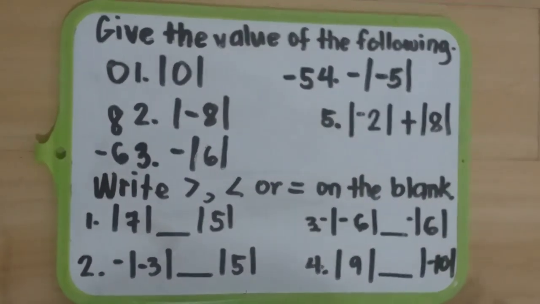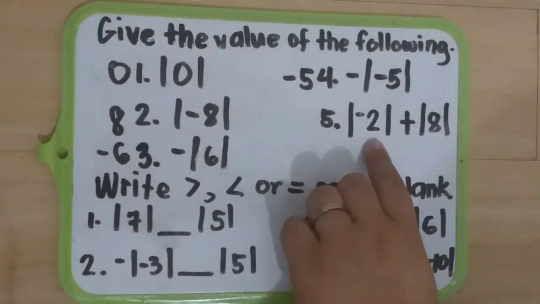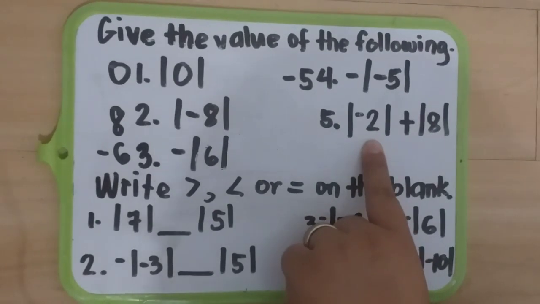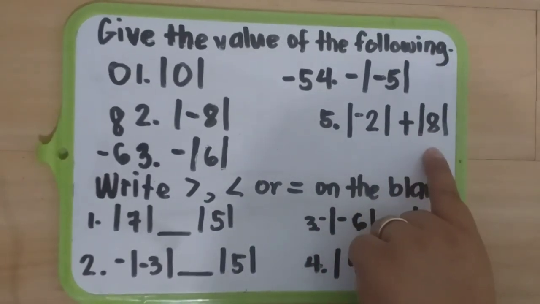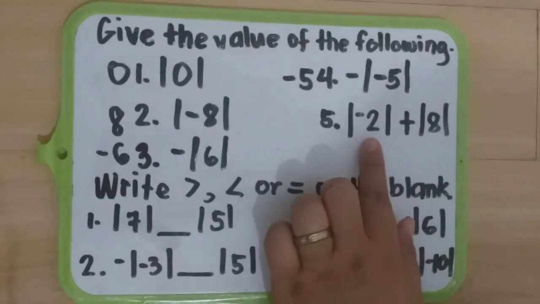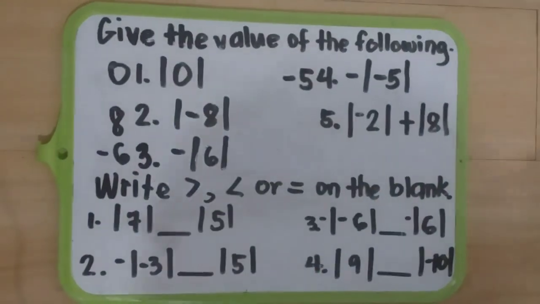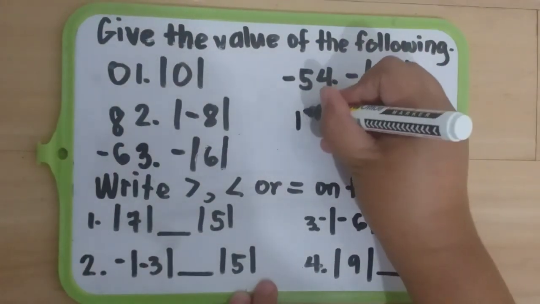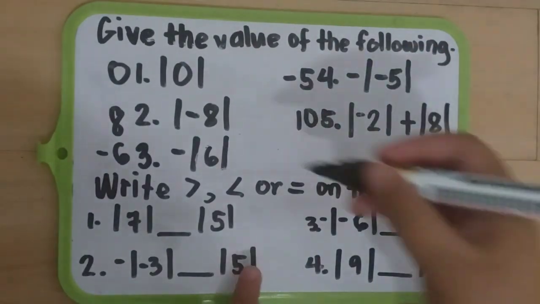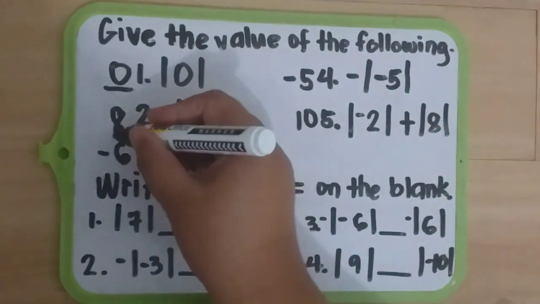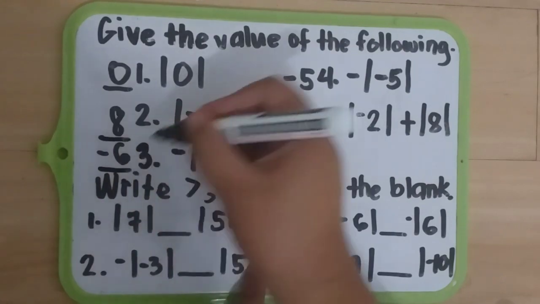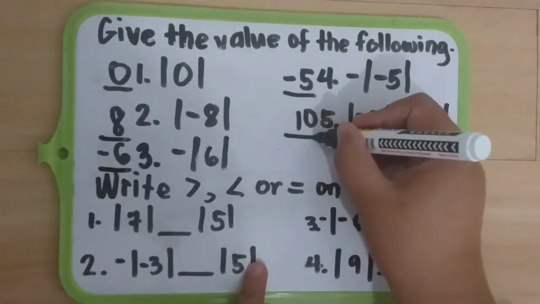And then, we have here negative 2. Ang absolute value nito ay 2. Plus, ang absolute value ng 8 is 8. So, you have 2 plus 8. You have here 10. Okay? So, those are the answer for number 1, number 2, number 3, 4, and 5.